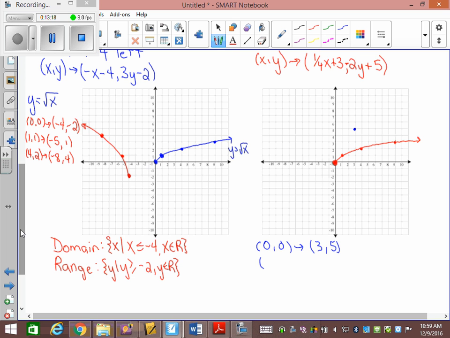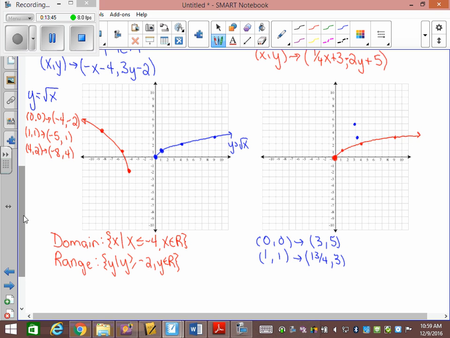Yeah. I'm sure we'll find it. And negative 2 times 1 is negative 2, plus 5 is 3. So you get 3 and a quarter and 3. Then we have 4 and 2. 4 times a quarter is 1, plus 3 is 4. And then negative 2 times 2 is negative 4, plus 5 is 1. So we're at 4 and 1.